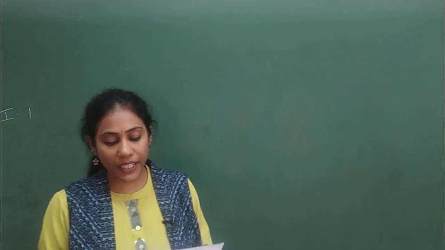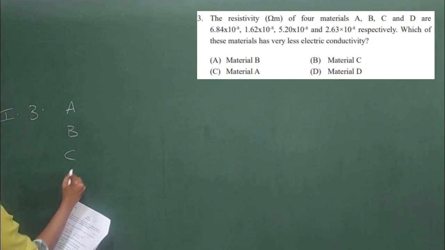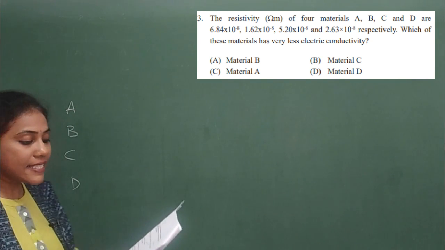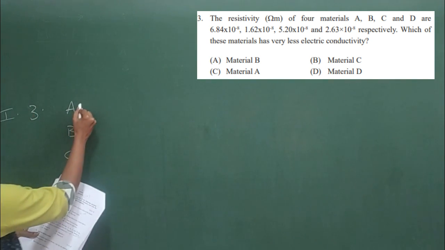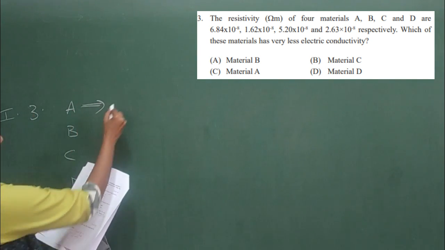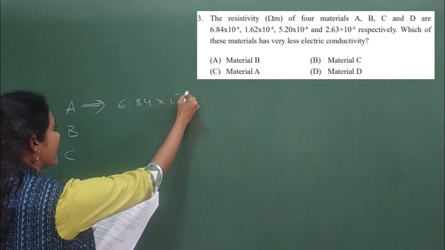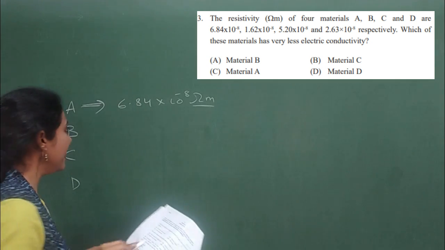The resistivity of 4 materials are given. So I am talking about question number 3, that is third MCQ. So there are 4 materials A, B, C and D. Okay, so they have given resistivity values here. So the resistivity value of A is 6.84 into 10 power minus 8 ohm meter. So ohm meter is the unit of resistivity, right?